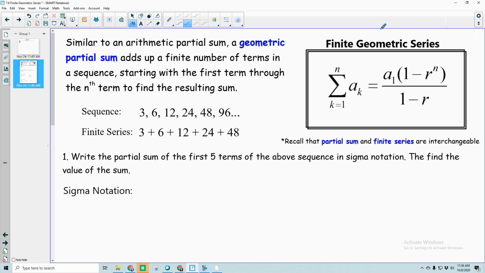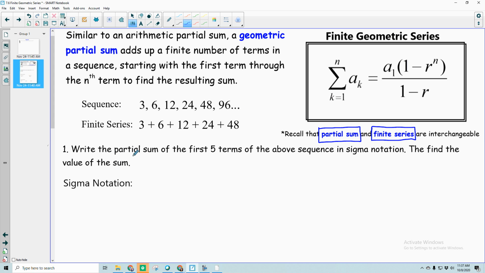Now we're going to take a look at geometric series, specifically a finite geometric series. Remember in the last video I told you that in calculus you'll be learning about infinite series, where they go on forever. But in this class we're just going to focus on finite series, where there's a definite beginning and an end, a starting and a stopping point to the series. This phrase, finite series, is also interchangeable with partial sum. You can use one or the other, but they mean the exact same thing.